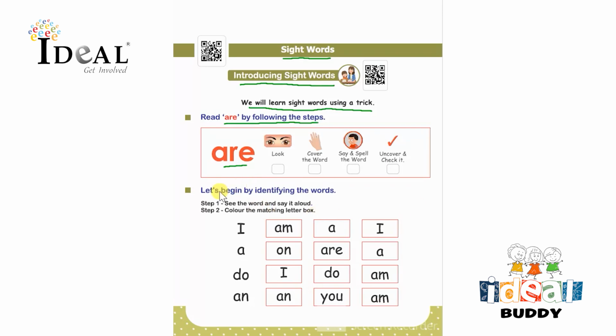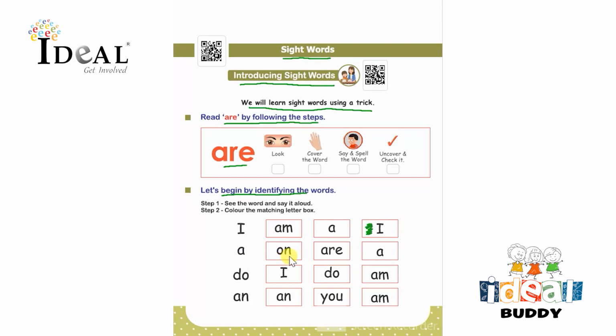Let's begin by identifying the words. Step 1 is see the word and say it aloud. Second is color the matching letter box. Here the child has to see the word and then color the matching letter box. Here the word is I, this word is M, this word is A and this word is I. So the child has to map the correct word and then color it. After that another word is A.